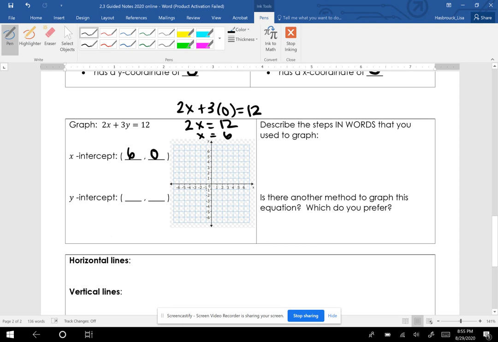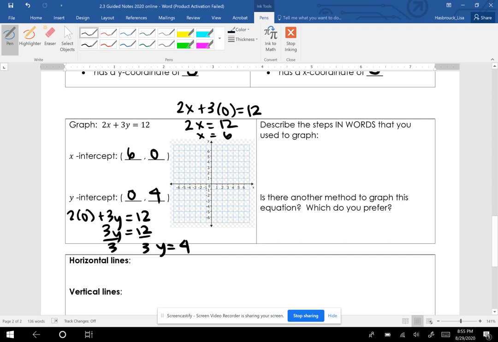To find the y-intercept, I'm going to make x 0. So I do 2 times 0 plus 3y equals 12. 2 times 0 is 0, so I have 3y equals 12. Divide both sides by 3 to get y equals 4. So my y-intercept is 0, 4.